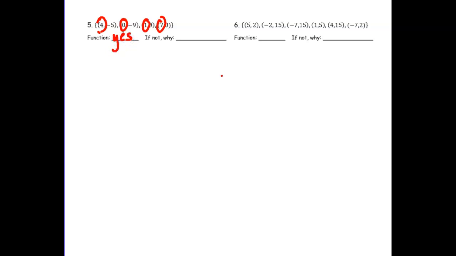All right, but if you look at number 6, we've got 5, 2, negative 2, 15. We've got negative 7, 15, and then we also have a negative 7, 2. So that would not be a function, and that's because negative 7 has 2 different outputs.